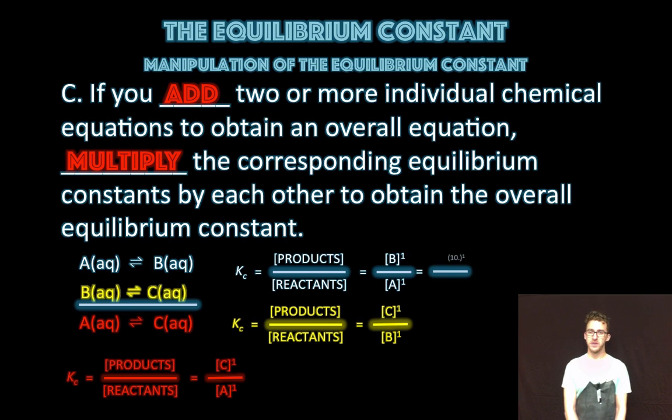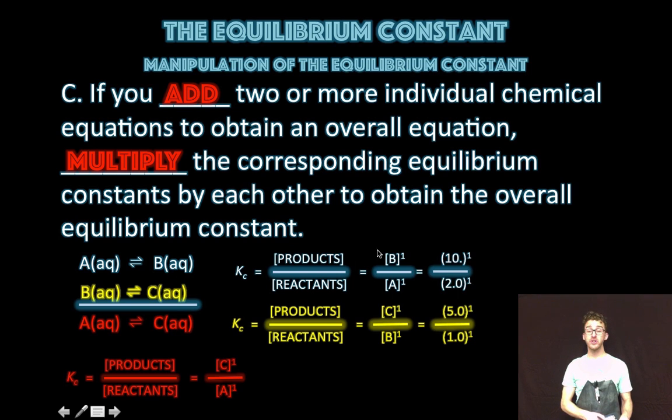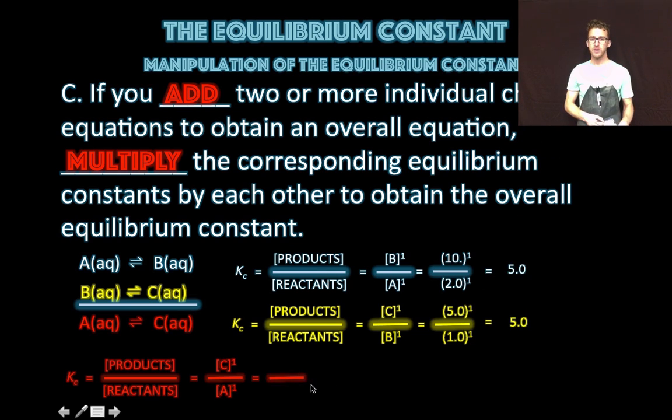Now, as you think about this, let's plug in some values. Again, these values are simply made up to better understand what's going on here. We're going to do that for both of these initial reactions. So in this first one, the value of my equilibrium constant is going to be 5. The second one is going to be 5 as well. And for the overall equation, the value is going to equal 25.